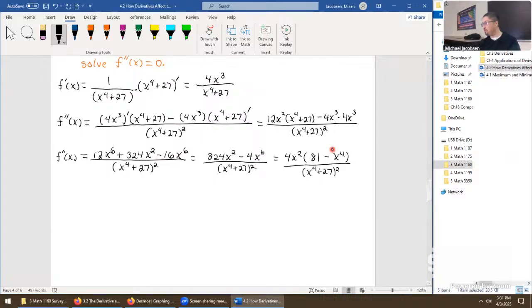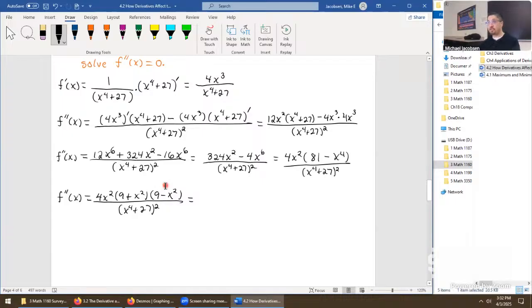This factors. So next step, f double prime of x equals 4x squared. This factors as a difference of squares. We can go 9 plus x squared, 9 minus x squared. If we FOIL that result, we just get back to this one up here. Then it's again divided by x power 4 plus 27 squared. And we factored it even more. This one is a sum of squares. It doesn't factor over the real number system, and we're avoiding complex numbers, so that part's done.